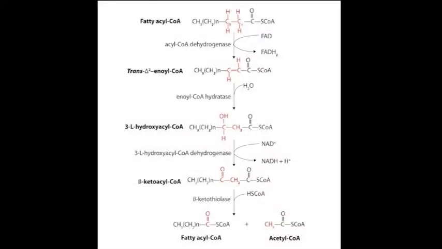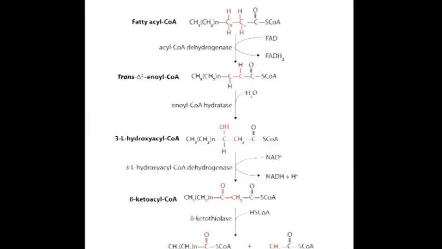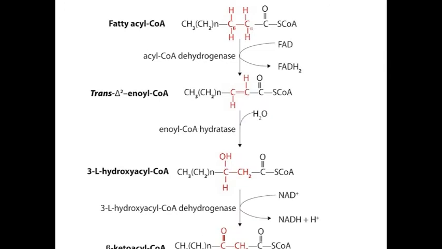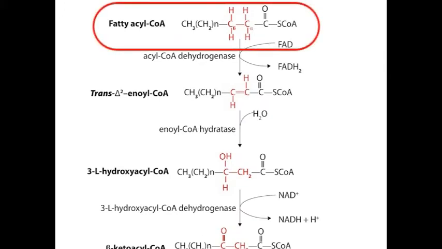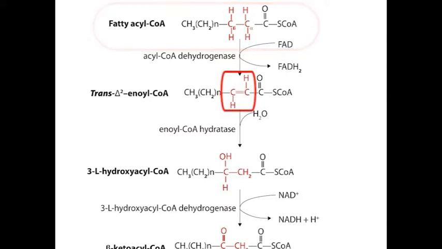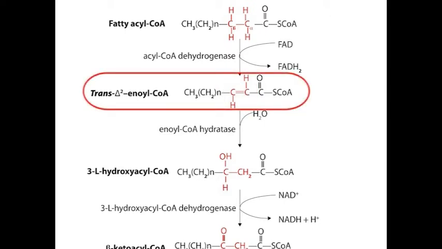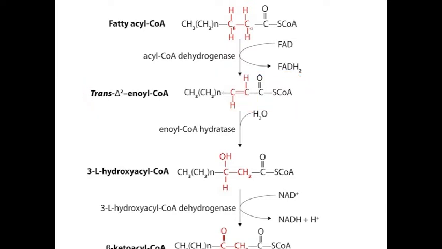The general 4 steps in the beta oxidation are as follows. In the first stage, the fatty acyl-CoA undergoes dehydrogenation, producing a double bond between the alpha and the beta carbon atoms, also known as C2 and C3. This will yield a trans delta 2 enoyl-CoA. This delta 2 designates the position of the double bond. This new double bond will have a trans configuration.